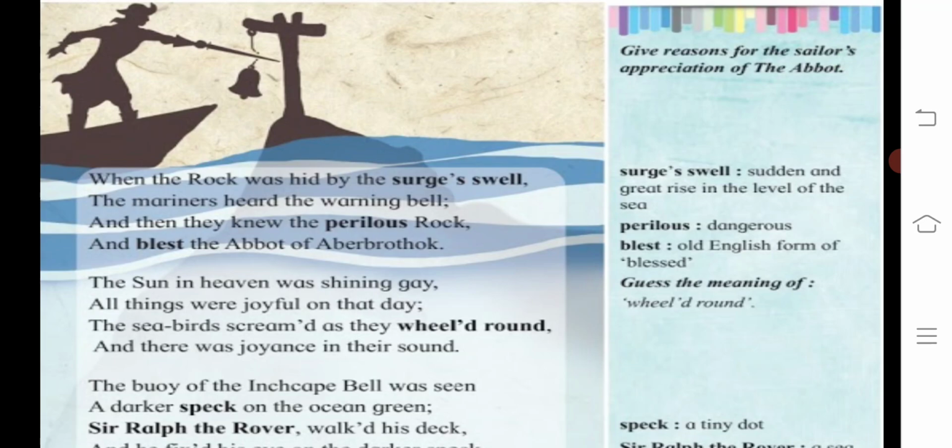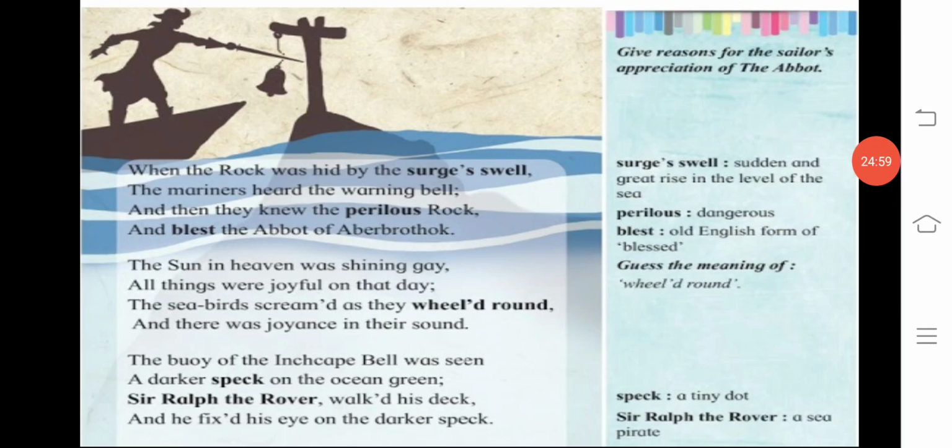But see students, it is not only the description of a happy and joyful atmosphere, but it is the preparation for the starting of some great disaster, and that is in the next stanza.